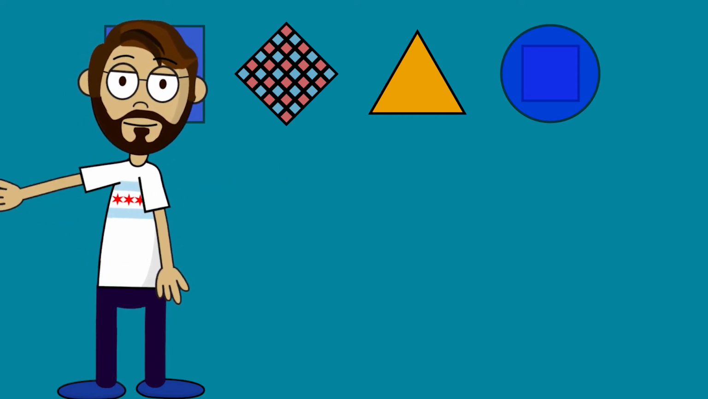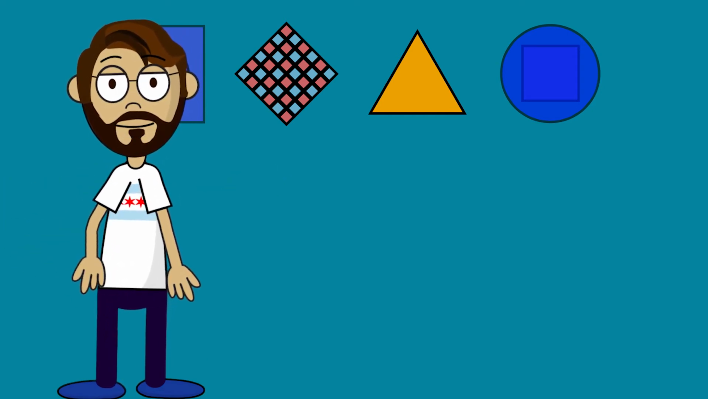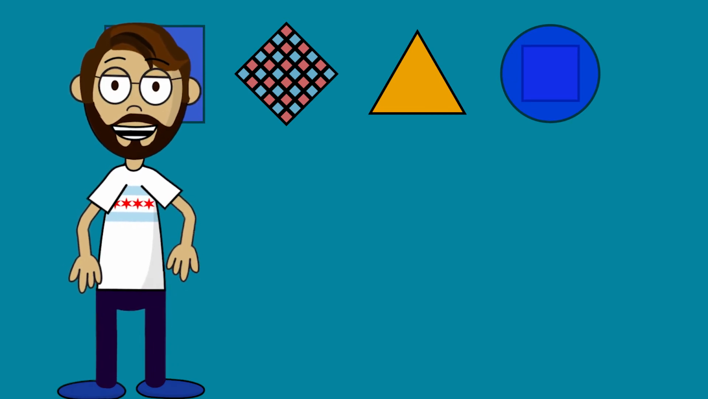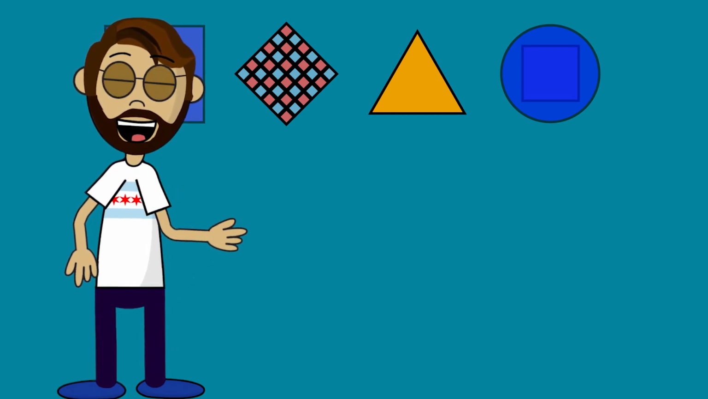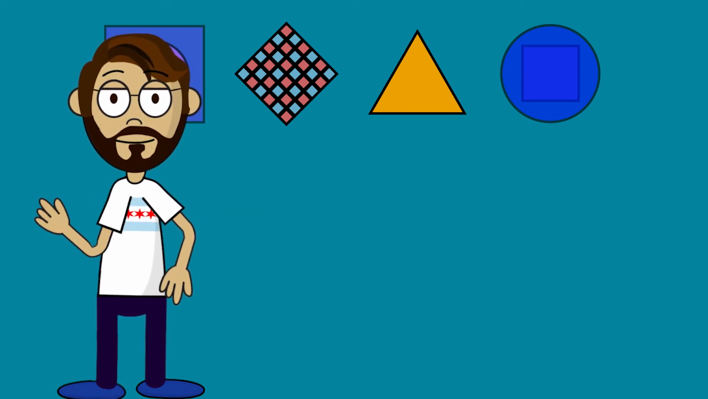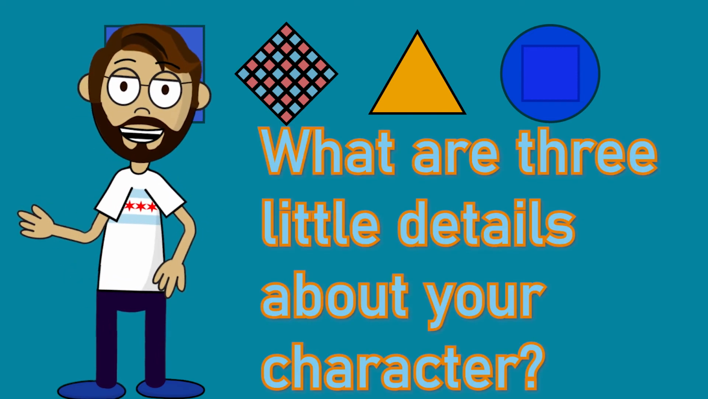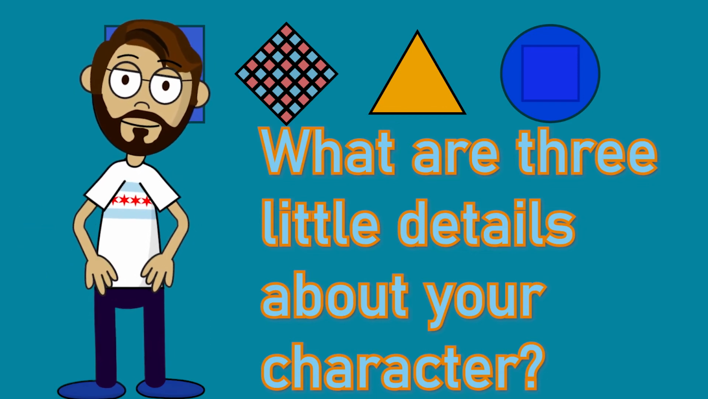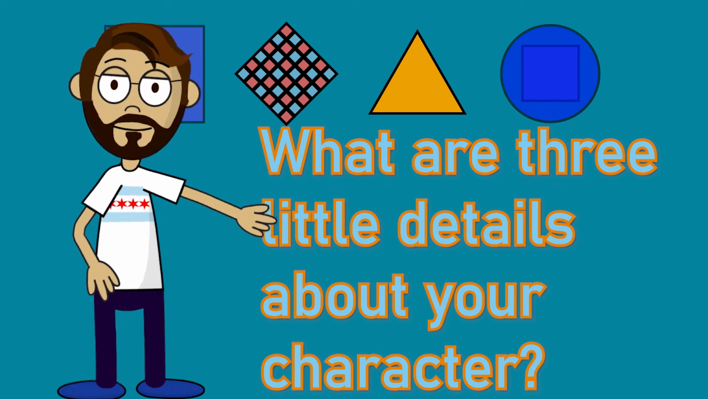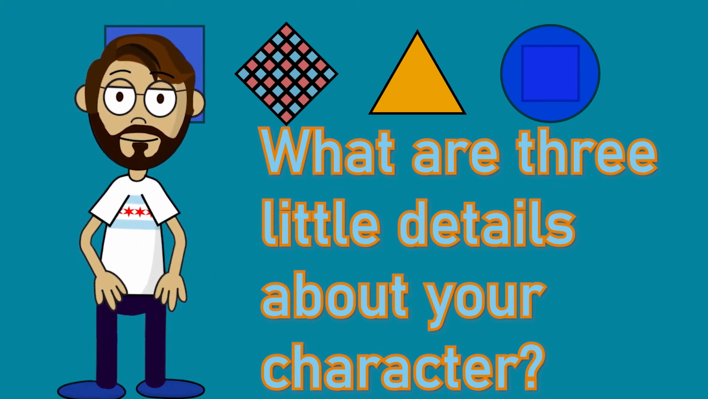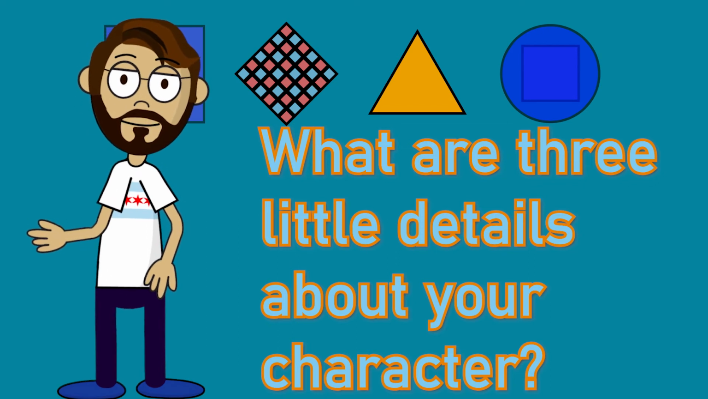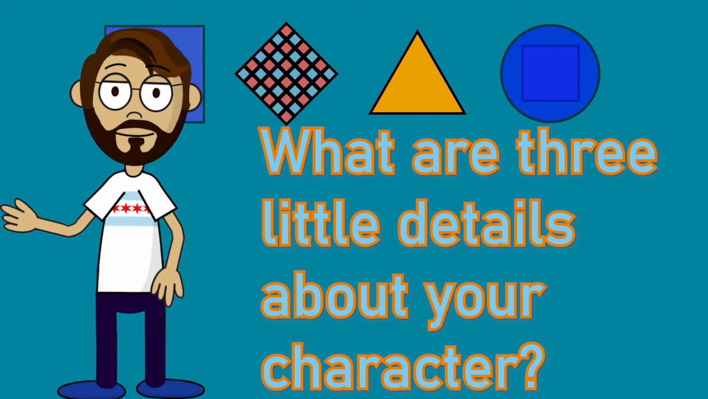Let's look at some questions that you can answer that will help you with your story. I sent a copy of these out with this video, so if you have that, you can take a look. The first thing I want you to do is think about 3 little details about your character. It could be how they act with their friends, what kind of hairstyle they have, maybe what's their favorite food. All of these things can help us get to know characters a little bit better.